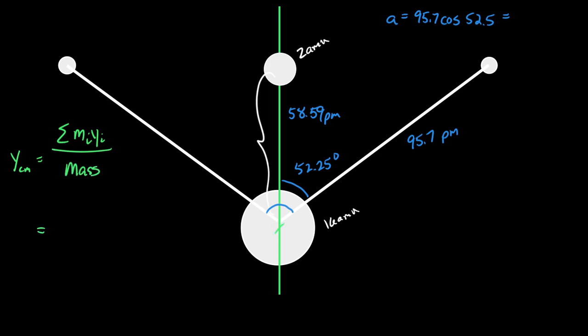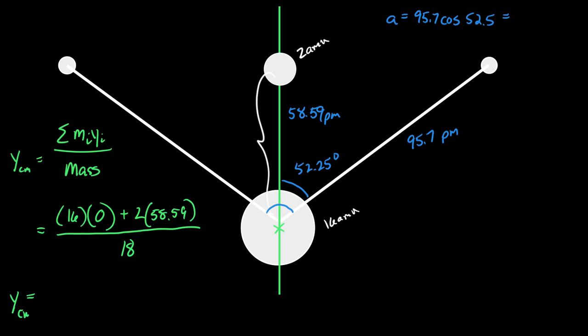So I'm going to choose the center of the water as 0. So that means the mass of the water is 16, and the distance from my reference point to the water molecule is 0. And then I go to the next mass, which is here. That point mass has a mass of 2, and it is located 58.59 away from the reference point, all divided by 18. So this will give me my Y center of mass. I have the solution sitting in here somewhere, but I think it's better if you guys have some hand in this, so.